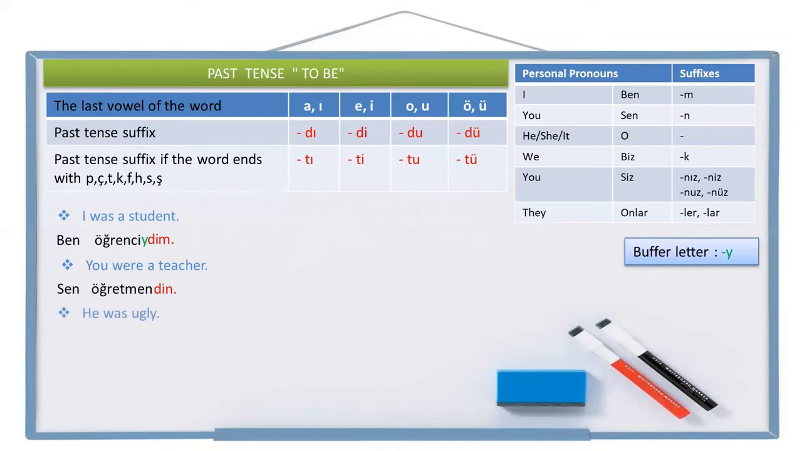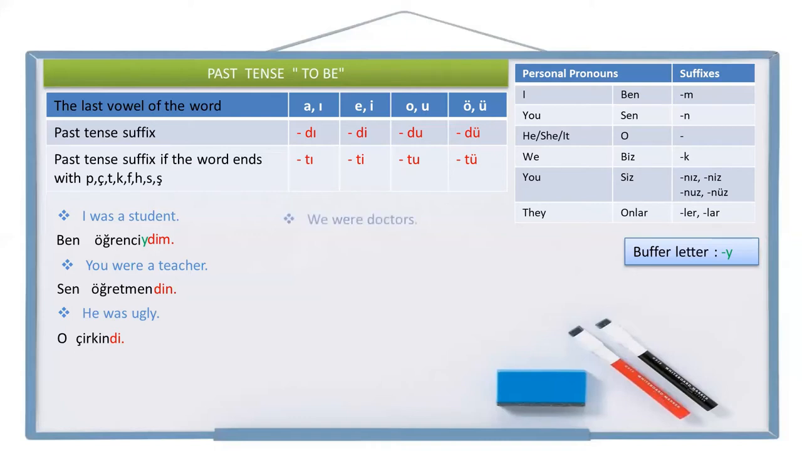Let's make one more example. He was ugly. Student and teacher were nouns. Ugly is an adjective, but the rule is the same. Let's write person pronoun he, o. Ugly, çirkin. Was ugly, çirkindi. There is no person pronoun suffix for o, so the sentence is o çirkindi. He was ugly. O çirkindi.